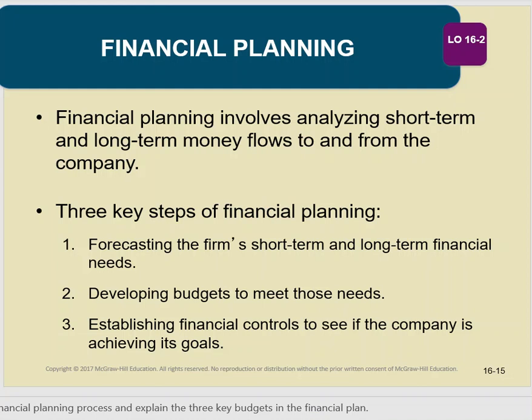So there are key steps to financial planning. Number one is to forecast the company's short-term and long-term financial needs, so it's establishing needs. Number two is then to develop budgets to meet those needs mentioned in step one. And finally, step three is to establish controls financially to make sure the company is achieving its overall goals. We'll talk about each of these three steps in the next few slides.